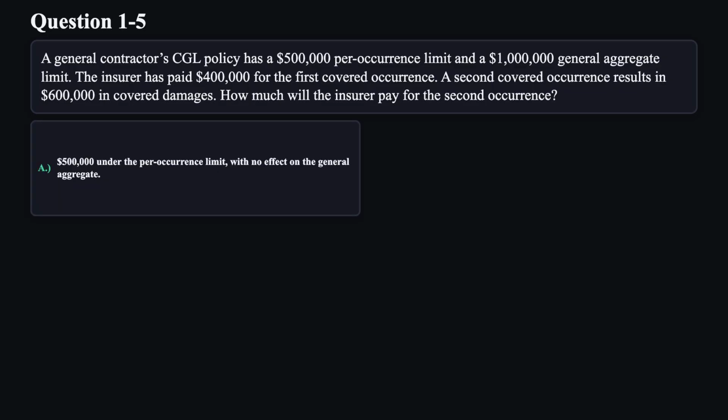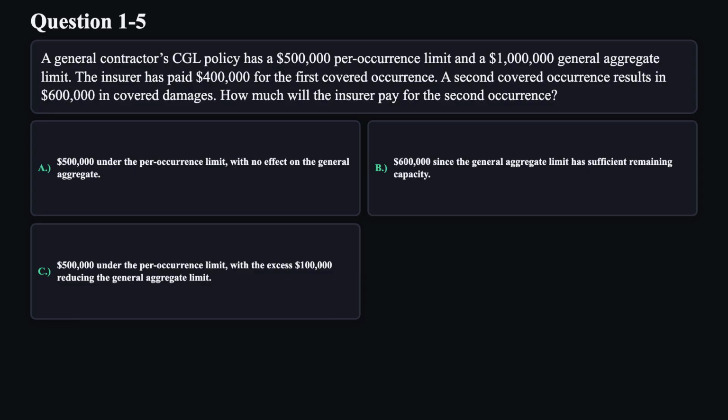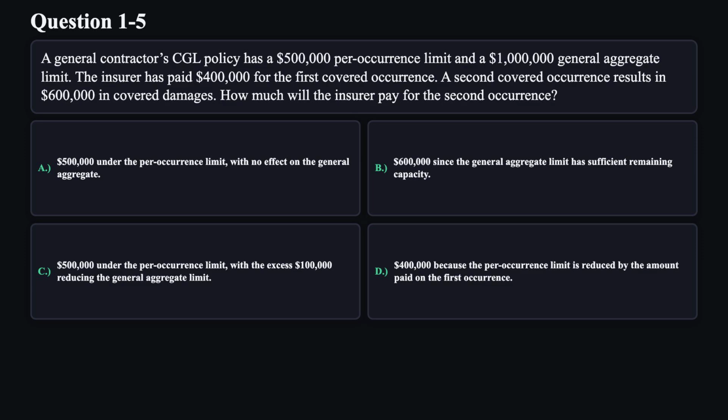A. $500,000 under the per occurrence limit, with no effect on the general aggregate. B. $600,000 since the general aggregate limit has sufficient remaining capacity. C. $500,000 under the per occurrence limit, with the excess $100,000 reducing the general aggregate limit. D. $400,000 because the per occurrence limit is reduced by the amount paid on the first occurrence.